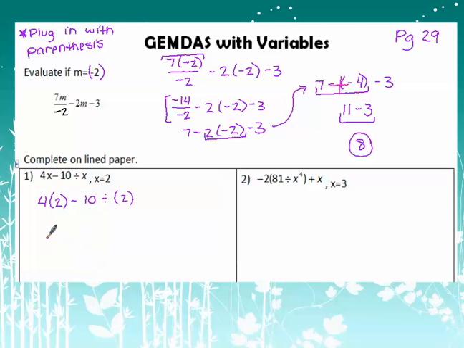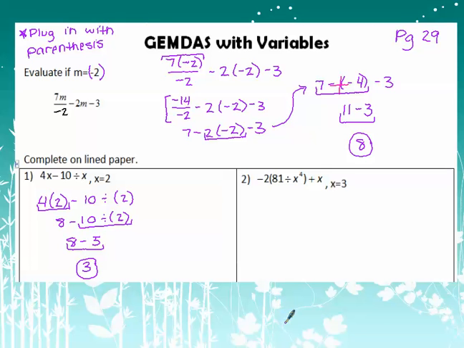Alright, still going to follow my GEMDAS. Do I have groupings? Nope, just single numbers and groupings, so it's like a fake out. Any exponents? No, but I do have multiplying and dividing. I'm going to do the multiplying first since it's first in line. 4 times 2 gives me 8 minus 10 divided by 2. Then I have this division here, 10 divided by 2. So now I have 8 minus 10 divided by 2 is 5. And then 8 minus 5 gives me 3. So my final answer for that one would be 3.